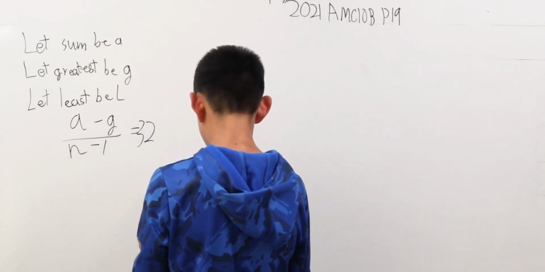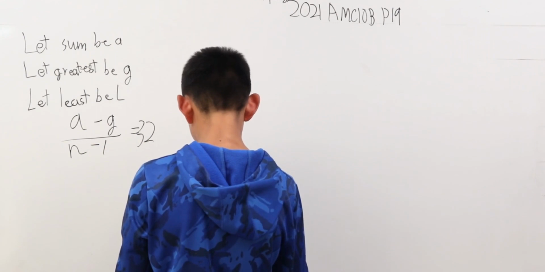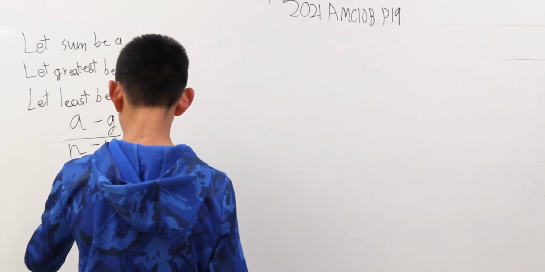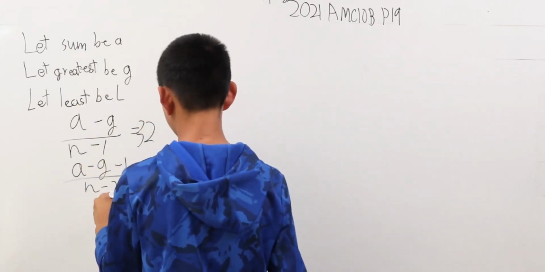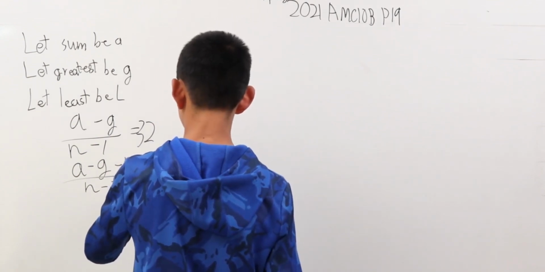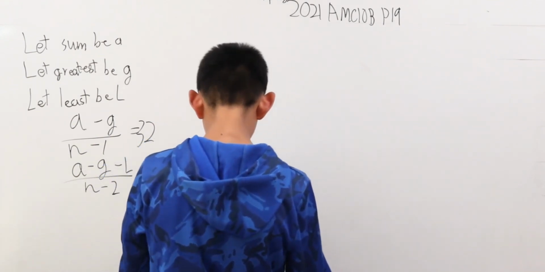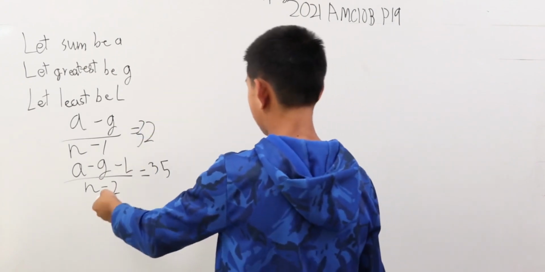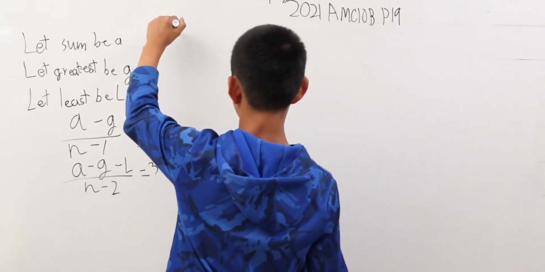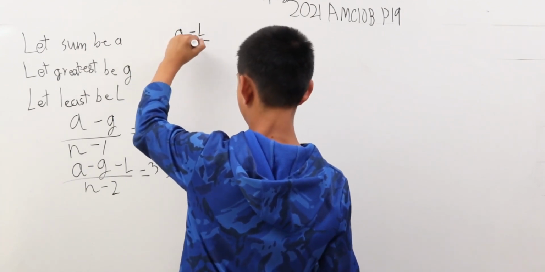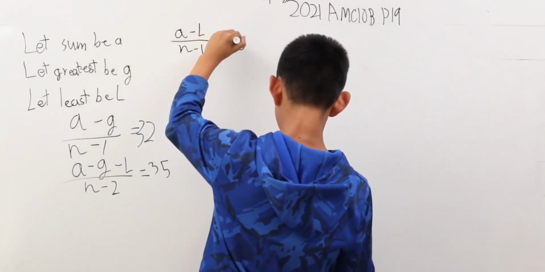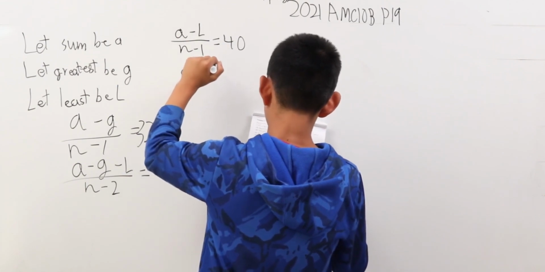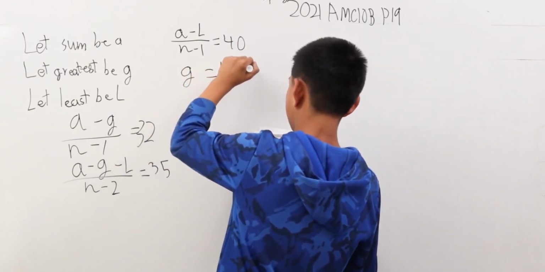If the least integer in S is also removed, then the average value of the integers is 35. So A minus G minus L over n minus 2, since you're taking away the greatest and the least, this average is going to be 35. If the greatest integer is then returned to the set, the average value rises to 40. So basically, if the greatest integer returns, this is just A minus L over n minus 1, it rises to 40. And we also have another one. The greatest integer in this set is going to be the least plus 72.